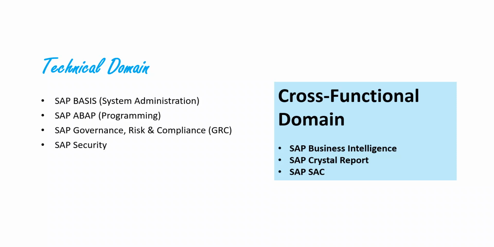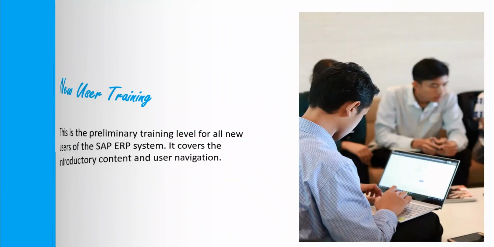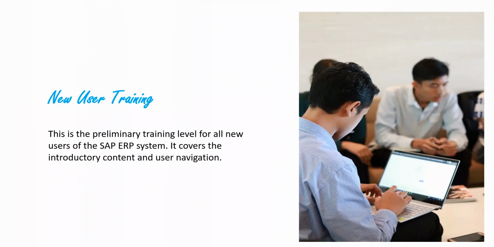So I'm sure by now you would have been able to relate with these courses, okay, based on your own domain experience. Now, next, we want to see what is the relevant training level for you. Okay, so let's look at the training levels. So we have 4 training levels. You have the new user training. Now the new user training is the preliminary training level for all new users.